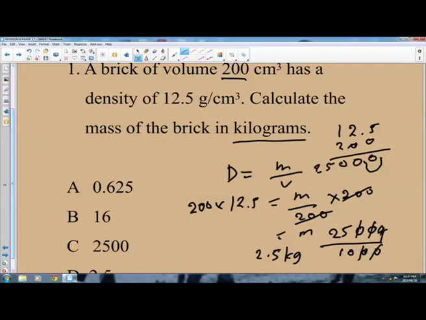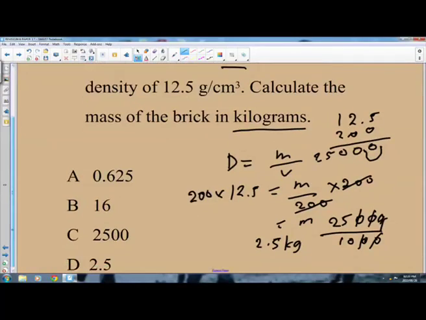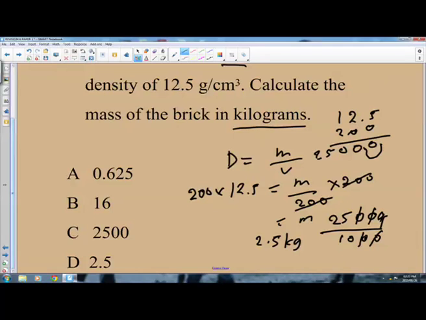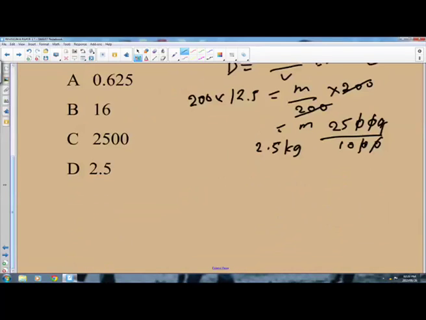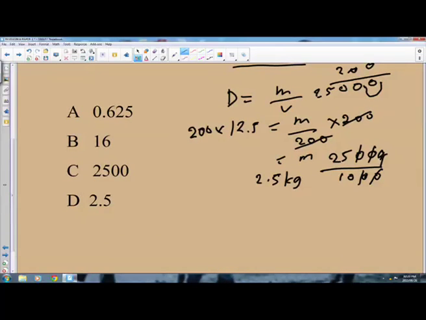You go and check in the alternatives, because this is a multiple choice paper. You have to make sure that you circle the correct answer. Do you have 2.5 in the alternatives? The first alternative A is 0.625, B is 16, C is 2500. This is not the correct answer because the 2500 is in grams, and the question says in kilograms. So the correct answer to this question is D, 2.5.